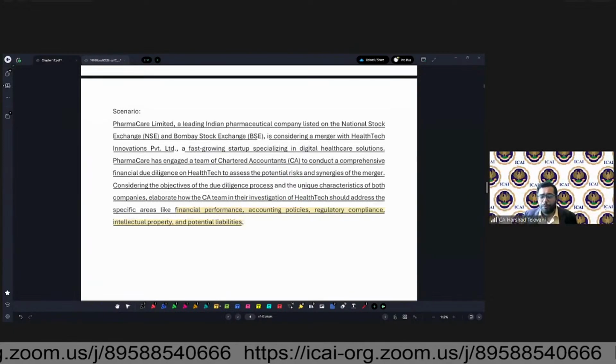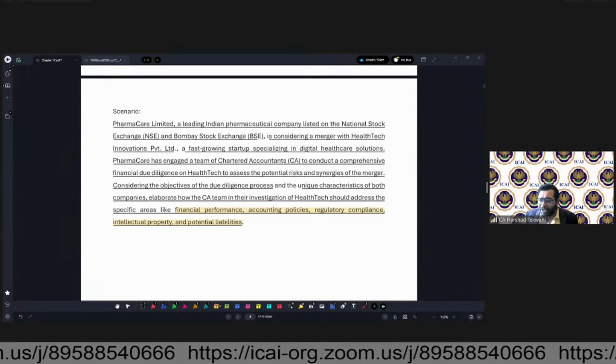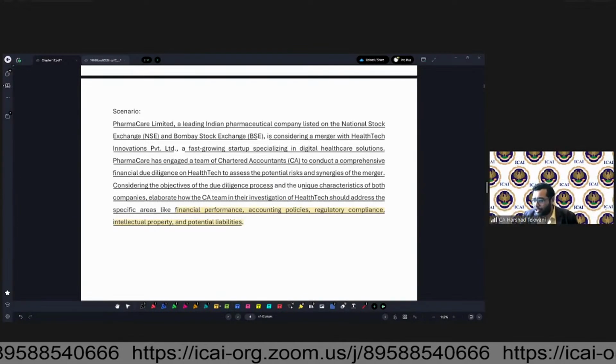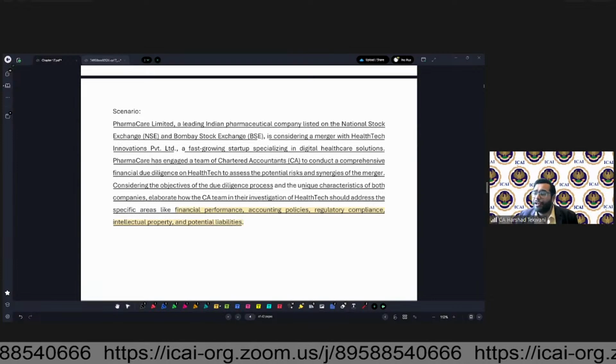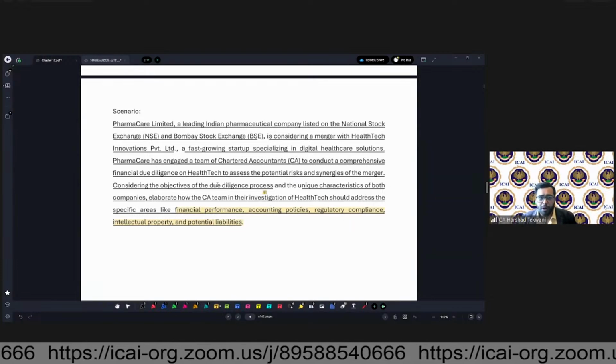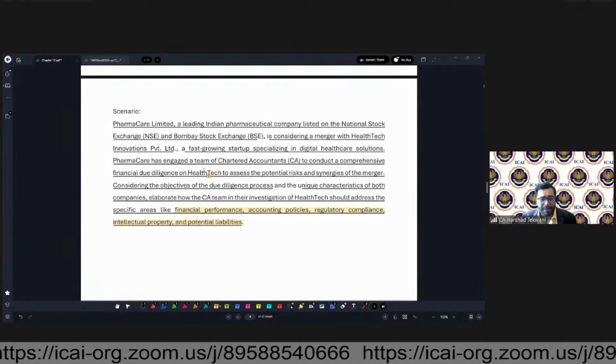I will check for any potential or pending litigation with respect to the regulatory compliance. I will assess the company's risk management process for addressing regulatory changes and the potential compliances. Okay, so this is how I will verify the regulatory compliance.